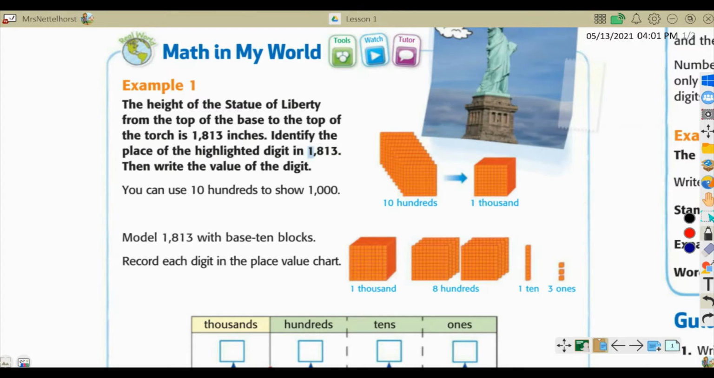Let me grab a highlighter here so you can see it, okay? So in this number, you have a 3. We have 3 ones. Okay. Here in the tens place, you have 1 ten. So we have 1 ten there. Okay. We have 8 in the hundreds place. We have 8 hundreds right here.